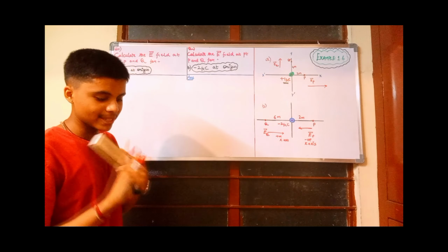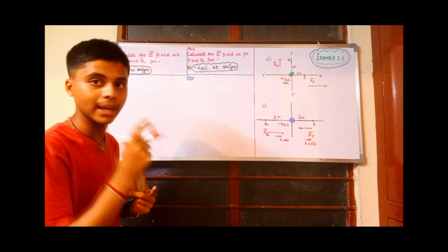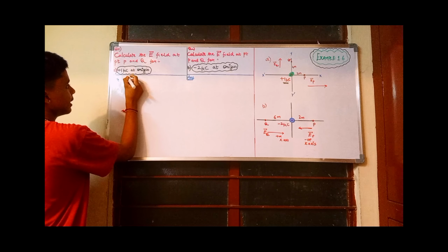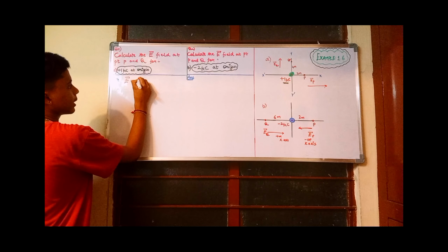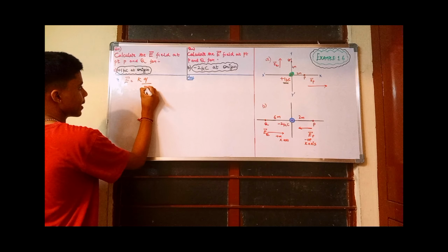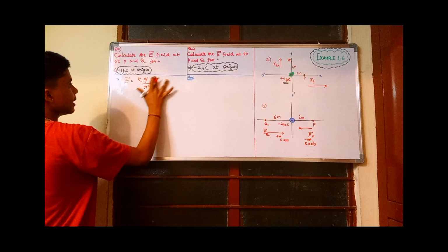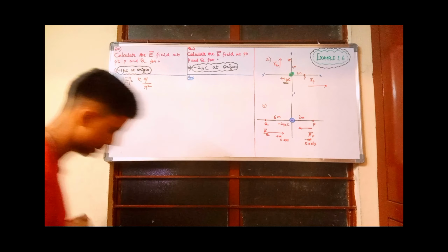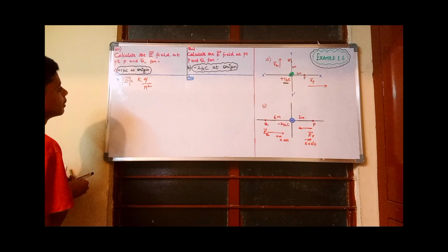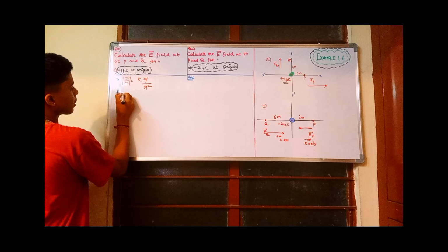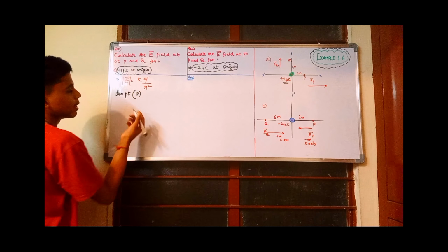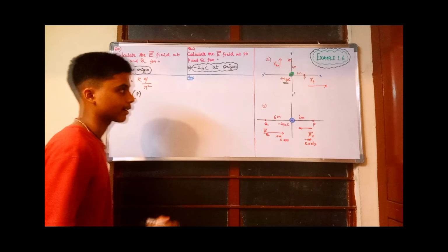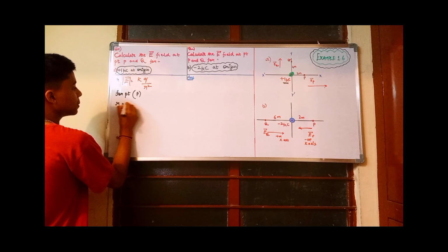For the first case, I'm going to solve using two sub cases. I'm going to write the formula for electric field: E vector is equal to K into Q by R square into R cap. When writing the magnitude form, I don't need the unit vector. For point P, the distance between the source charge and point P is 2 meters, so R is equal to 2 meters.